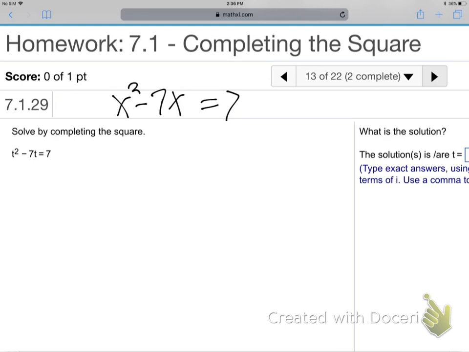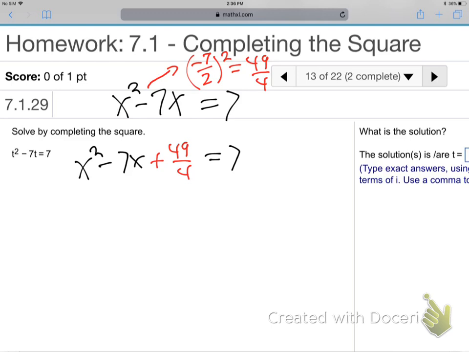So you guys finding it okay? So the middle number over 2 squared, 49/4. That's the magic number. Everybody seeing that? You got to add 49/4 to both sides. And then do it again. Combine on the second one, turn it into... Is that okay? Everybody see that?